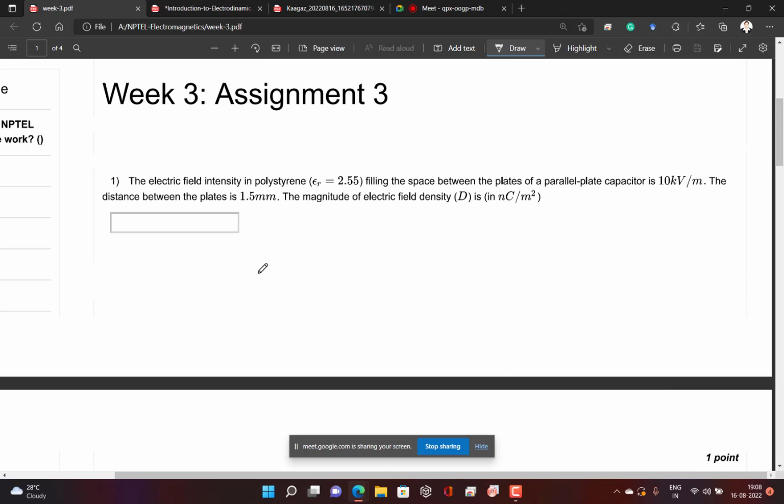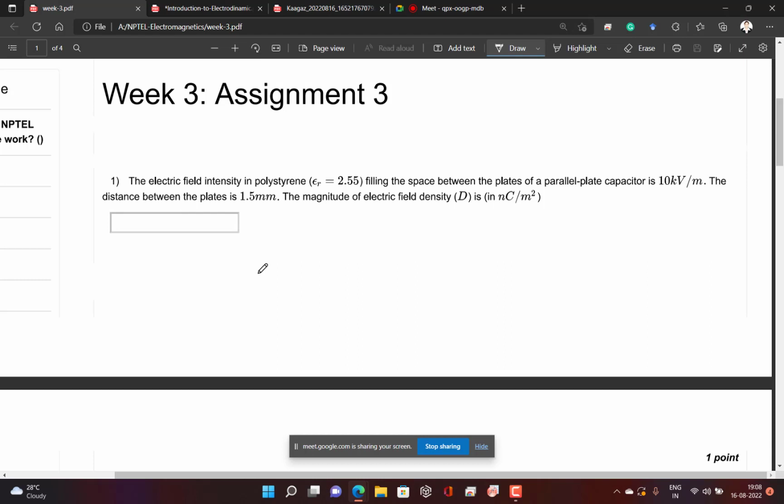Okay. So today we will be solving week 3, assignment 3. The first question is: the electric field intensity in polystyrene, where epsilon r is equal to 2.55, filling the space between the plates of a parallel plate capacitor, is 10 kilovolts per meter. The distance between the plates is 1.55 millimeters. The magnitude of electric flux density D is?